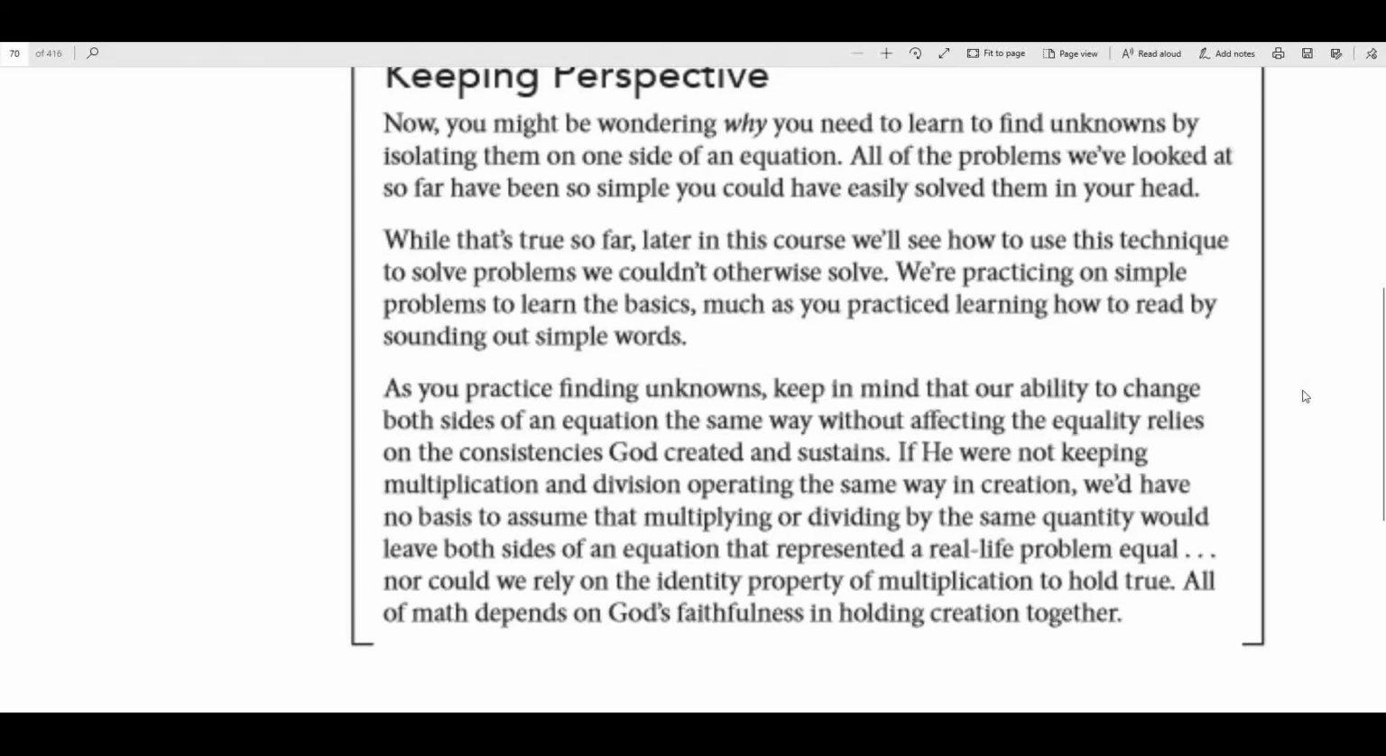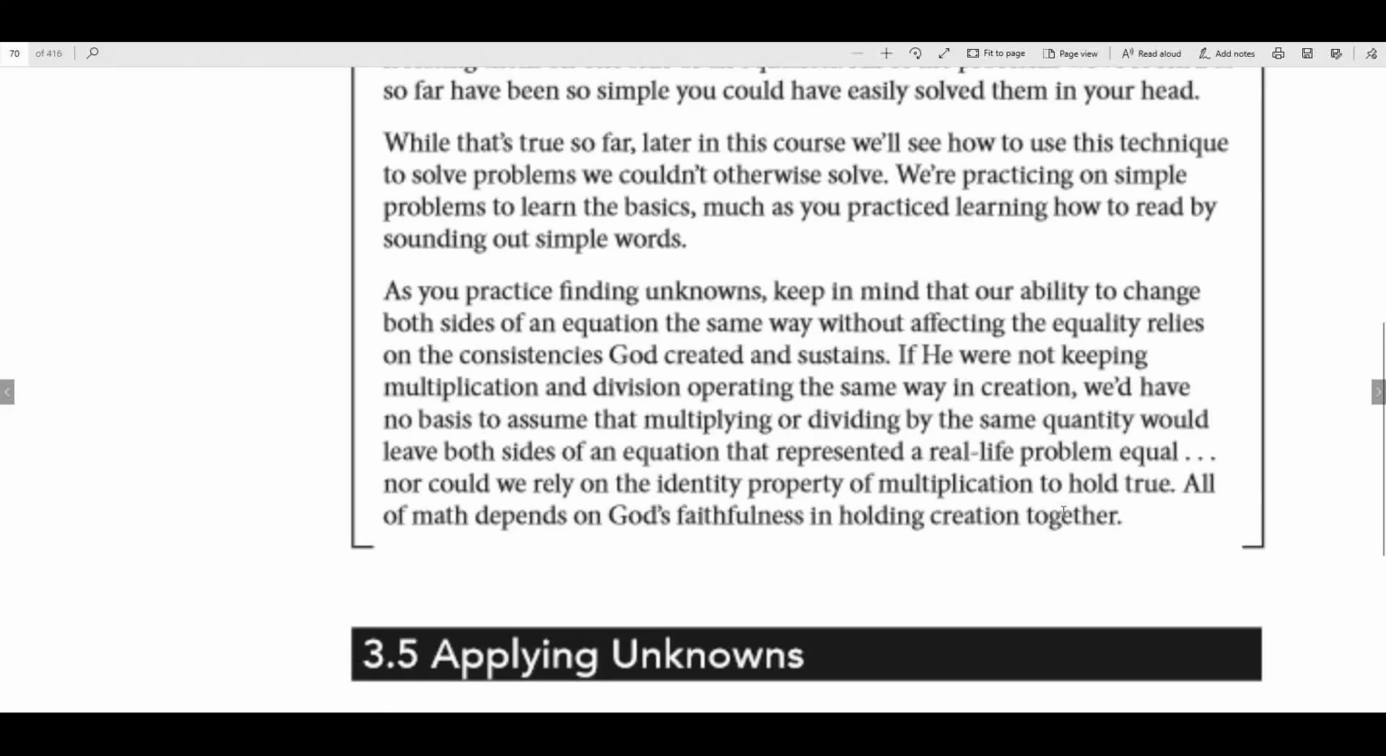So as you practice finding these unknowns, keep in mind that our ability to change both sides of an equation the same way without affecting the equality relies on the consistencies God created and sustains. If He weren't keeping multiplication and division operating the same way in creation, we'd have no basis to assume that multiplying or dividing by the same quantity would leave both sides of an equation that represented a real-life problem equal. Nor could we rely on the identity property of multiplication to hold true. So all of this math depends on God's faithfulness in holding all the creation together.